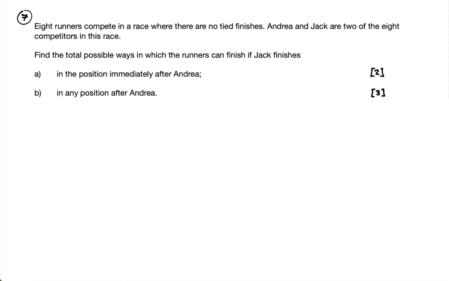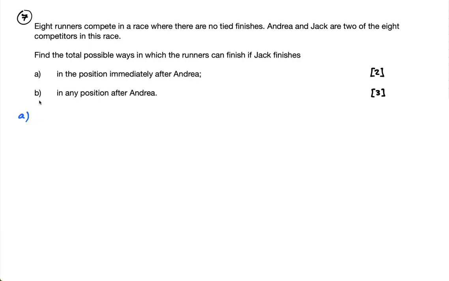Okay, question 7. 8 runners compete in a race. There are no tied finishes. Andrea and Jack are 2 of the 8 competitors in this race. Find the total possible ways in which the runners can finish if Jack finishes in the position immediately after Andrea. Okay, these questions are always tricky to get your head around.